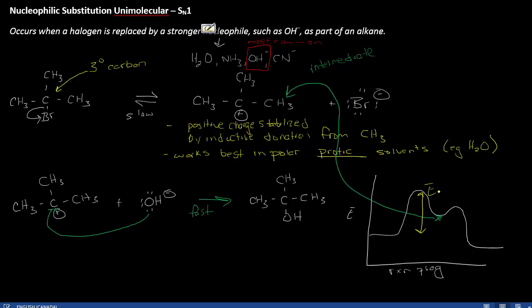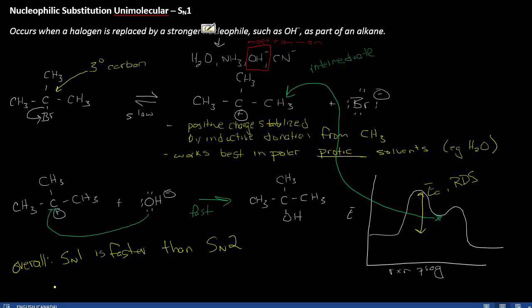All right, the first step you would want to make sure you draw with a much higher activation energy, because again, this is the rate determining step. So you'll want to make sure the peak of that first hump on your potential energy diagram is higher than the peak on the second one. Right, and if you were to write a rate law for this, it would be rate is equal to the rate constant simply times the concentration of the alkyl halide that we started with.